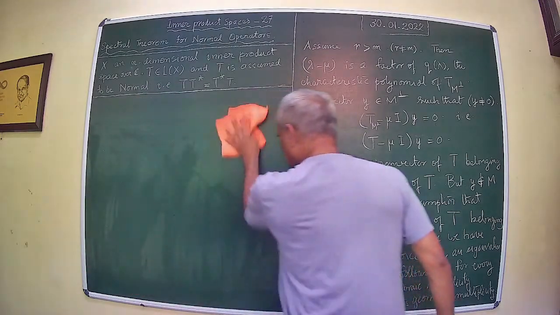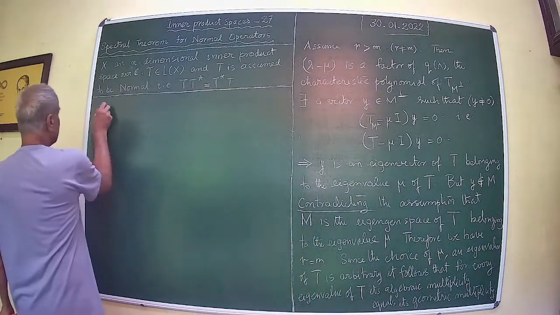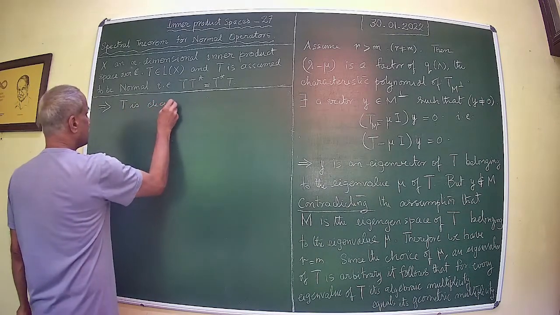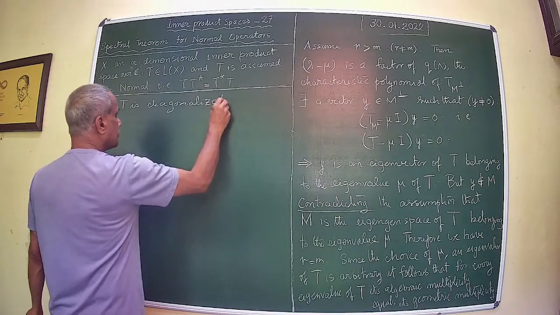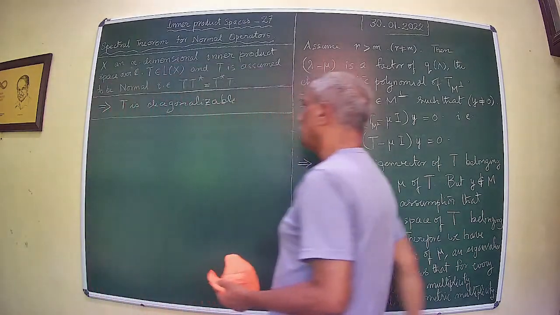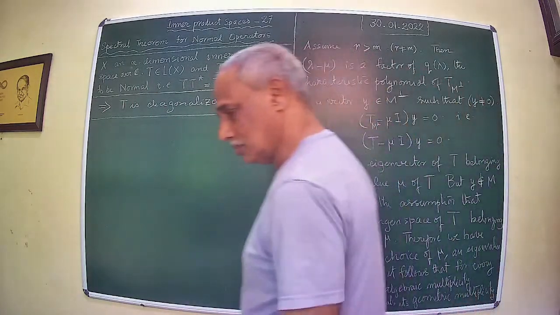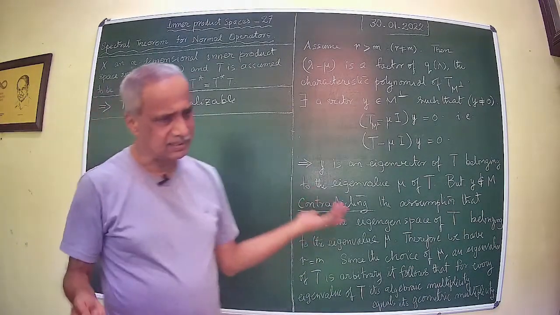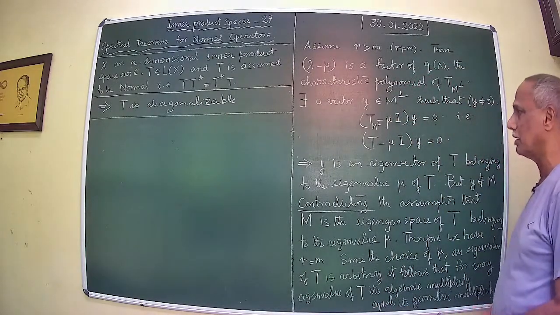Now this implies T is diagonalized. This is the main theorem. So that completes the proof of the theorem. Okay. So every normal operator is a diagonalizable operator. Now let us write down the spectral theorem. So we are now in a position to write down the spectral theorem.